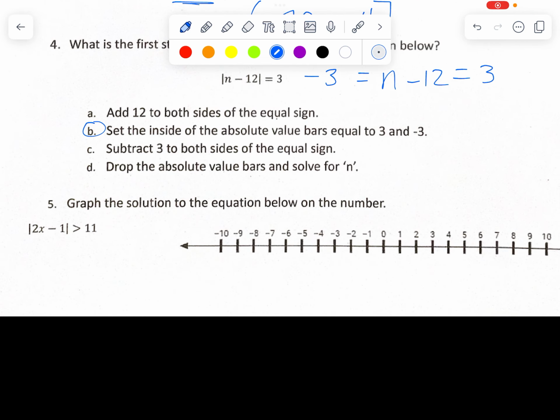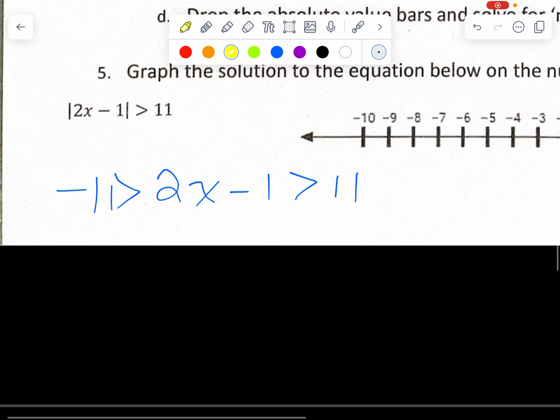5, we need to solve this and then graph it. So the house is already by itself. Since the house is by itself, we can drop the house. 2x minus 1 is greater than 11. And then we have to use the symbol going in the same direction. And then we're going to use minus 11. We're going to solve this simultaneously here. So we add 1 to everybody. That cancels. Add 1, add 1.